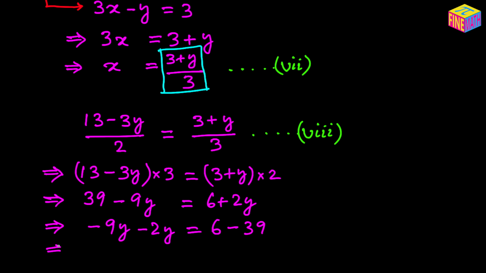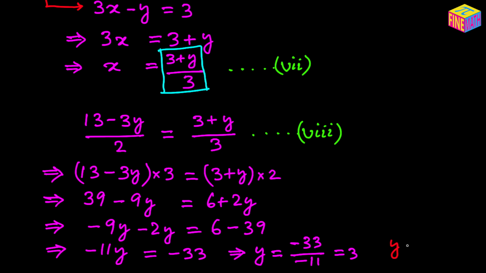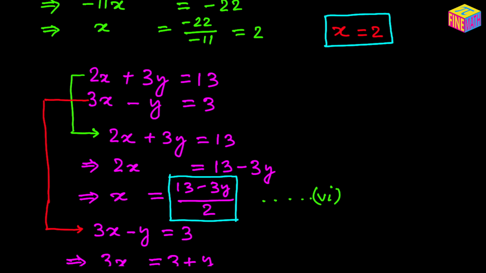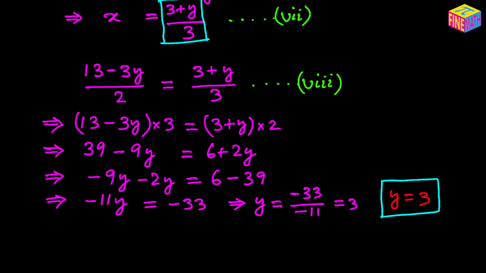And from here we can say, okay, negative 11y is equal to negative 33. And from here we can say that y is equal to negative 33 divided by negative 11, which is equal to 3. So we have found the other value also, which is y is now equal to 3. So you have seen how we use the comparison method to find the values of x and y. So previously we found the value of x, that was x equals 2, and now we have found the value of y, which is y equals 3.